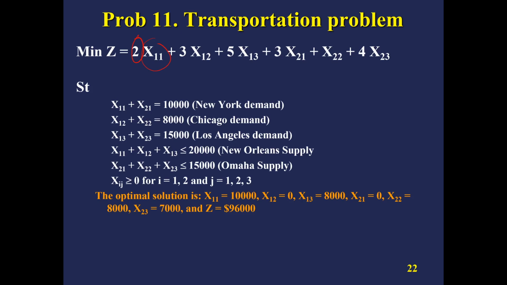We have X11 plus X21; these are the demand constraints. As I said earlier, the supply is more than the demand, which is why we are using less than or equal to over here. And this is the total supply coming from New Orleans and Omaha, 15,000.